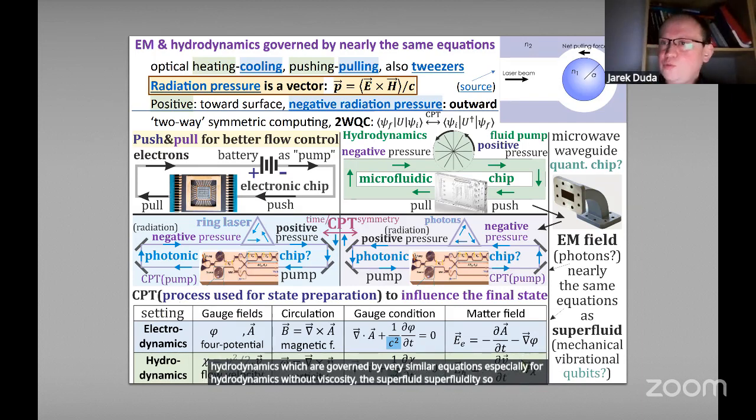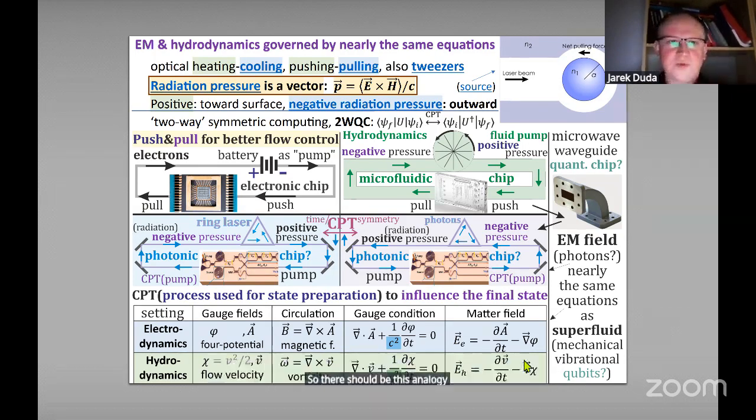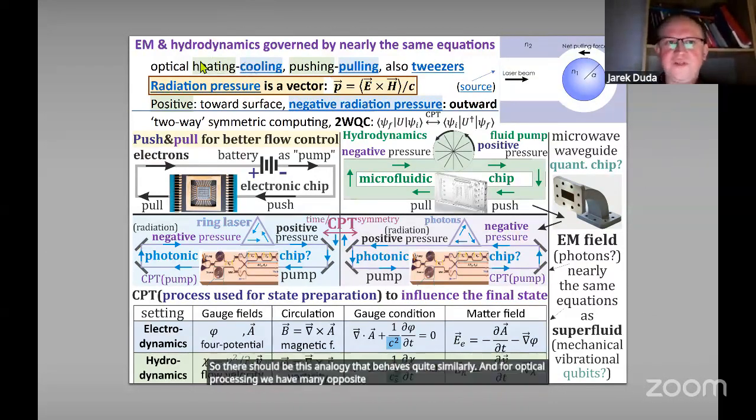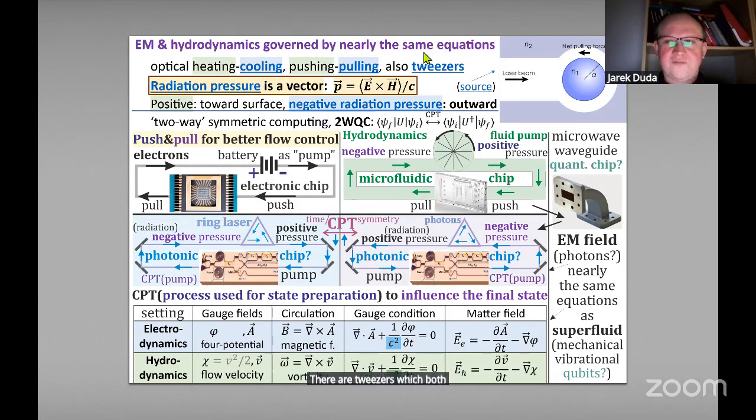So there should be this analogy that behaves quite similarly. For optical processes, we have many opposite processes. We have optical heating, optical cooling. There is pushing, there is also pulling. There are tweezers which both pull and push optically. And finally, there is radiation pressure, which is a vector.